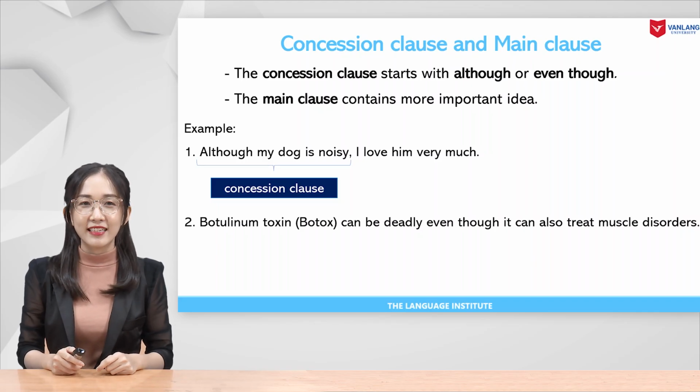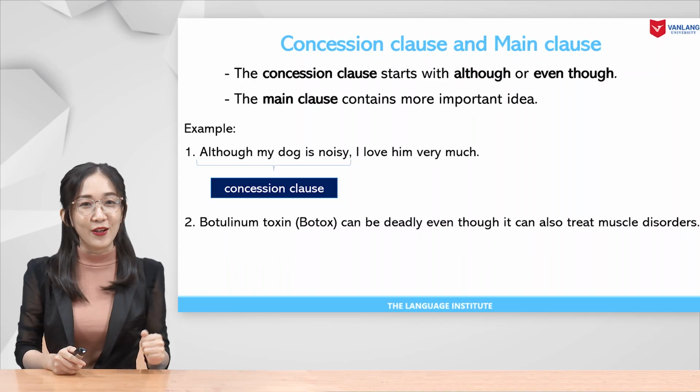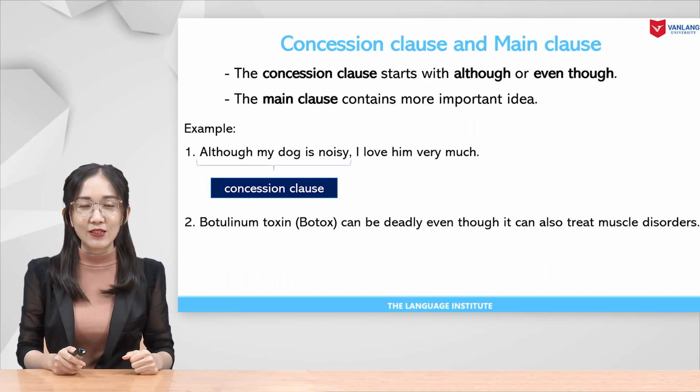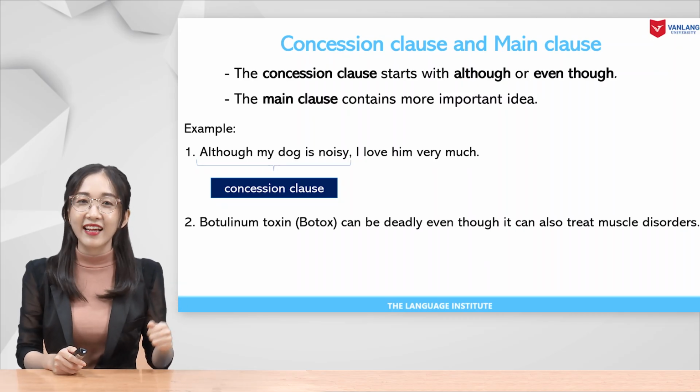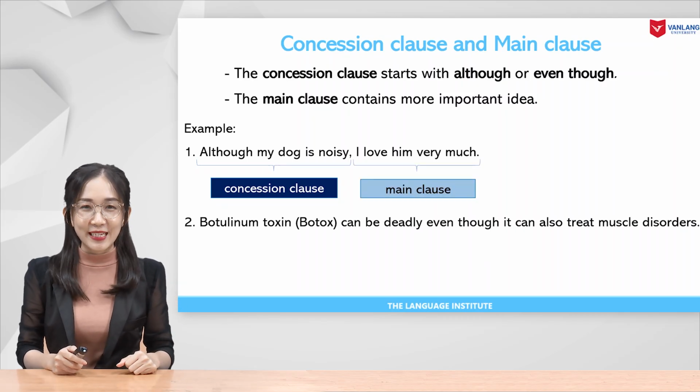Sentence 1. Although my dog is noisy is the concession clause because it starts with although and the idea is true. I love him very much is the main clause which contains the more important idea.